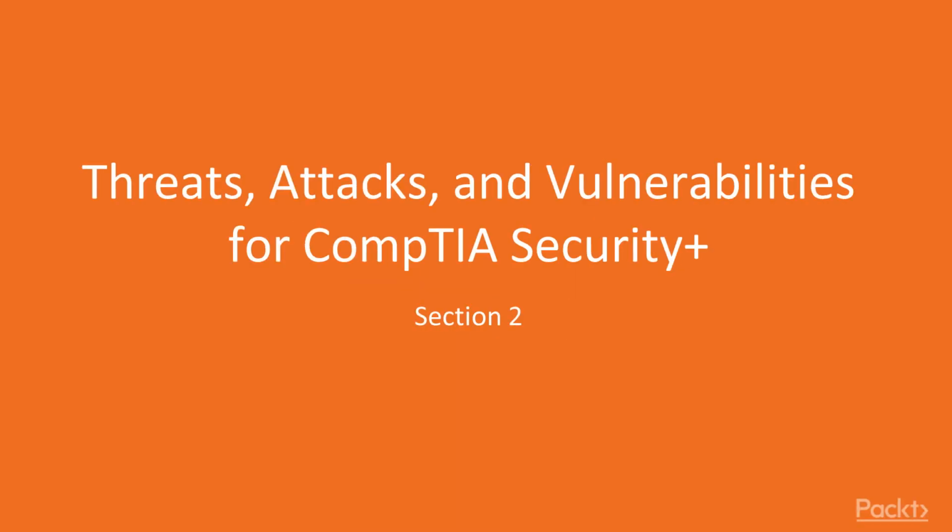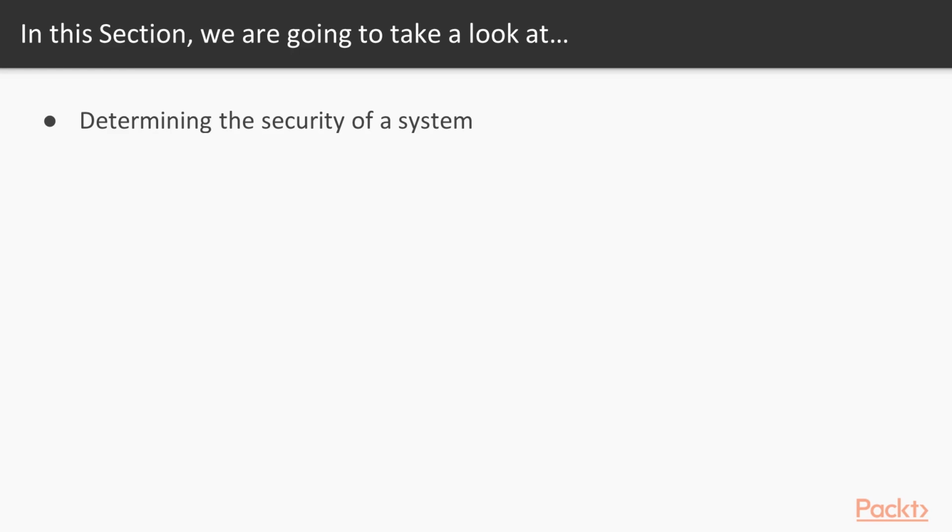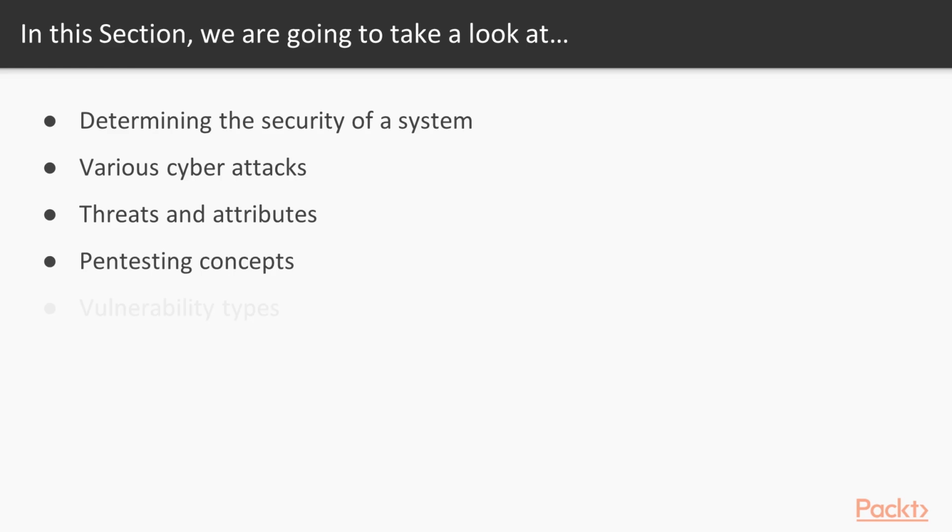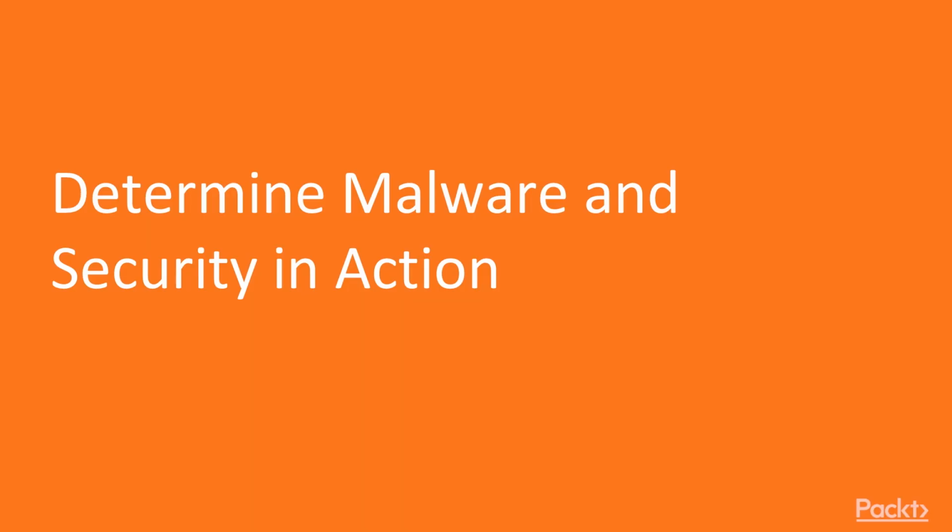Hello and welcome to section 2 of the course Threats, Attacks and Vulnerabilities for CompTIA Security Plus. Now in this section we are going to take a look at various points. We are going to determine the security of a system. We will learn about various cybersecurity attacks, threats and attributes, various pen testing concepts, various vulnerability types and impact of vulnerabilities. So let's start with determine malware and security in action.